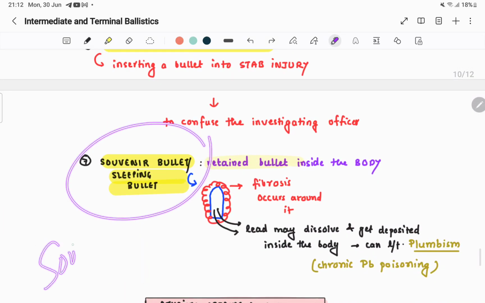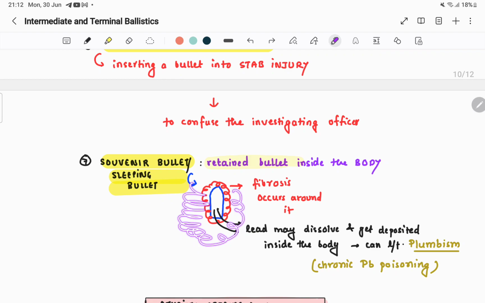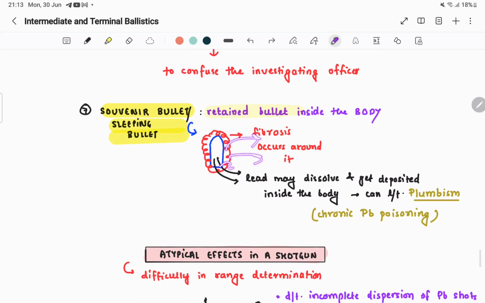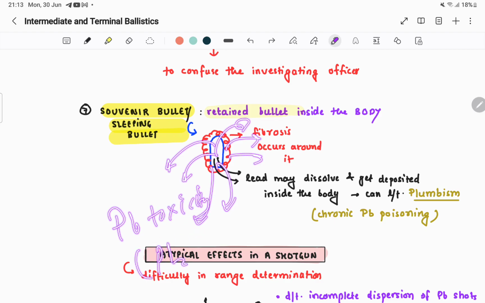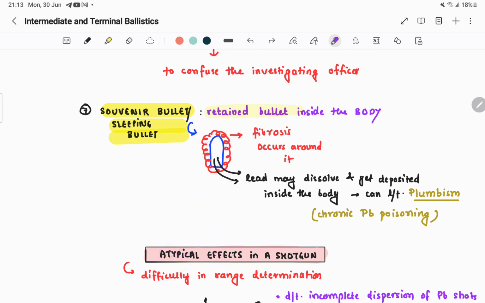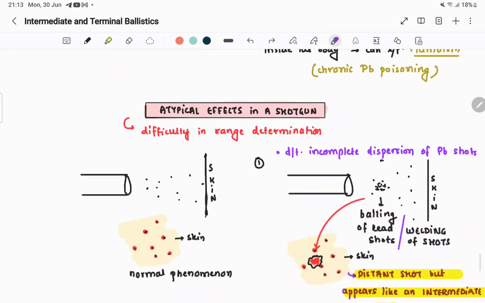Souvenir bullet. Souvenir, you know, a slipping bullet. A retained bullet inside the body: our body will have an inflammatory reaction. Inflammation means fibrosis. Fibrosis will be there, and lead may be dissolved out here and can cause lead toxicity, which is called plumbism. So there may be lead toxicity and fibrosis due to this slipping bullet or souvenir bullet.